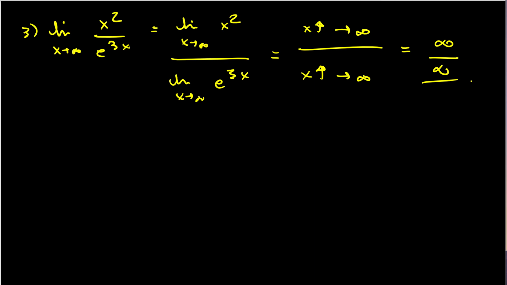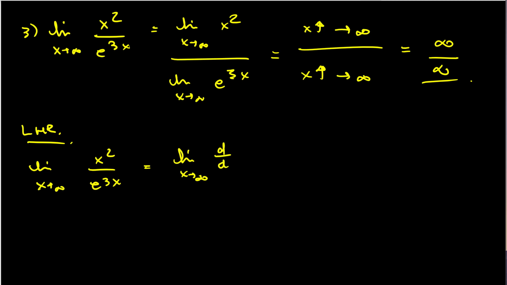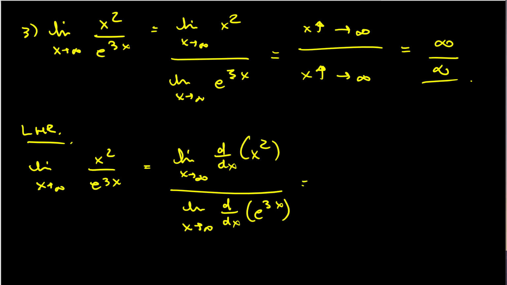This is another example of employing L'Hopital's rule. So let us employ L'Hopital's rule to solve this. So we have limit as x tends to infinity of x squared all over e to the 3x equals the limit as x tends to infinity of d dx of x squared all over limit as x tends to infinity of d dx e to the 3x.